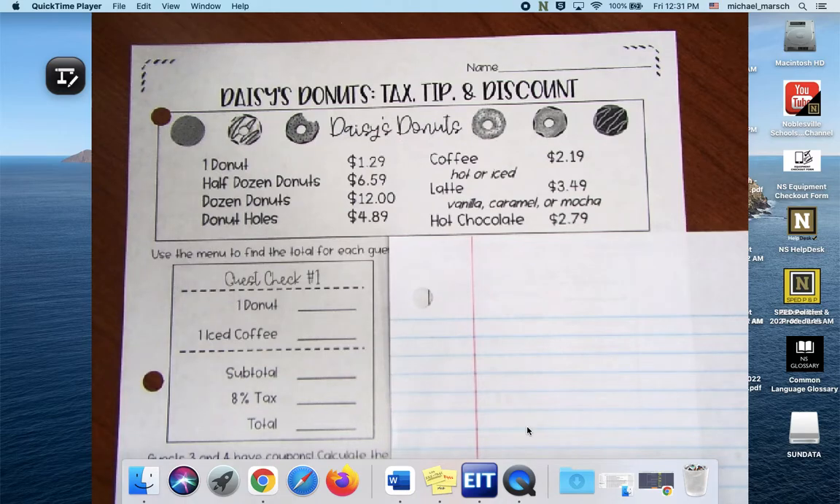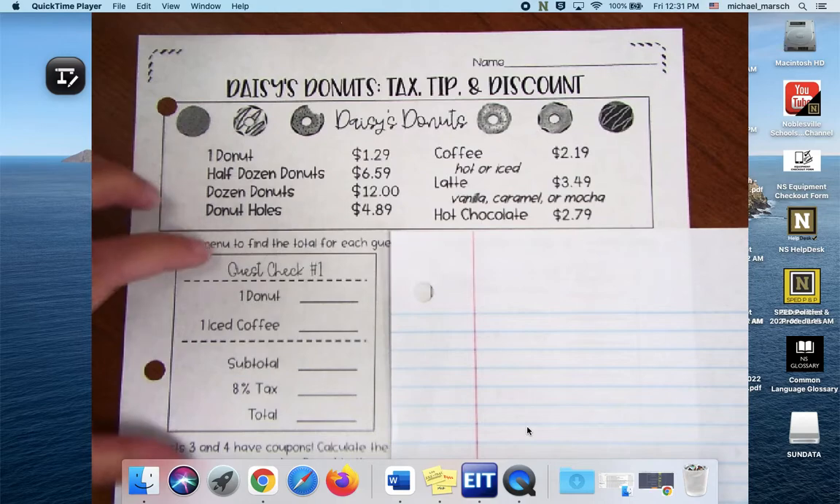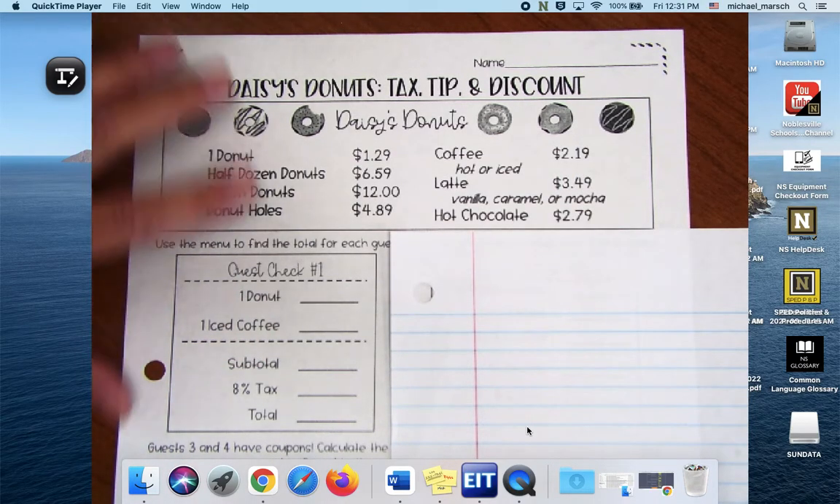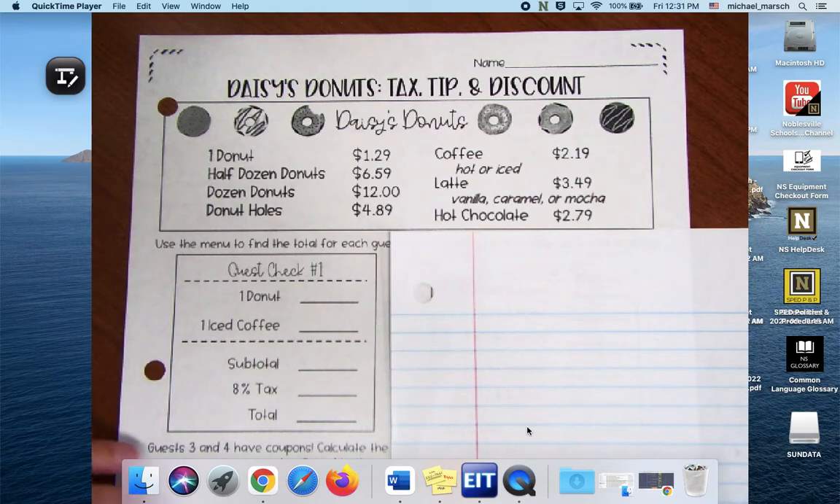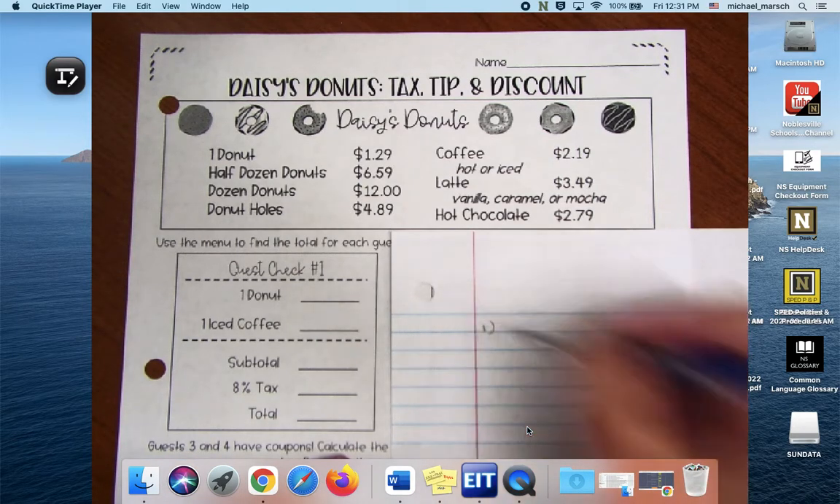Daisy's Donuts, tax, tip, and discount. So we've got a menu. We're going to look at different people's orders and figure out how much it's going to cost them based on tax, maybe some discounts. Maybe they want to tip if they stayed at the restaurant and ate their donut. Okay? So we'll do number 1 together.